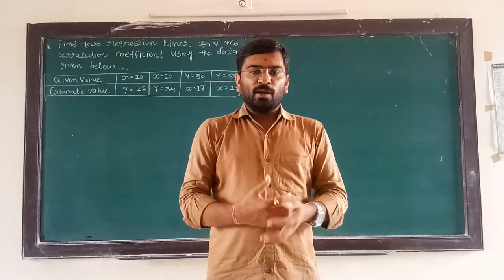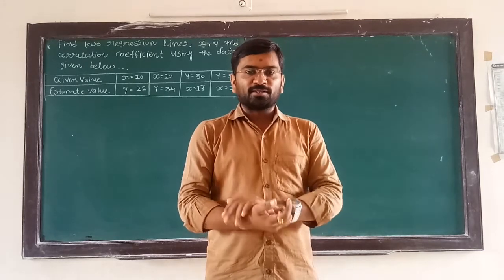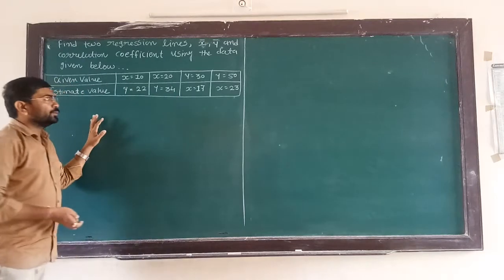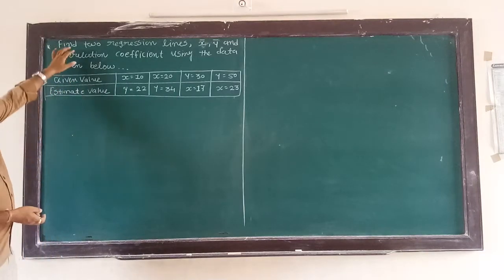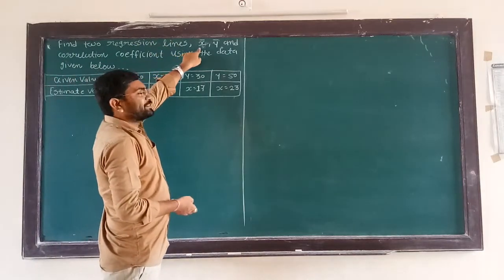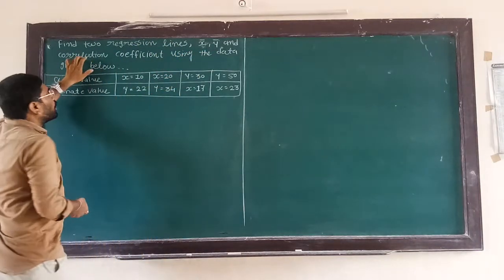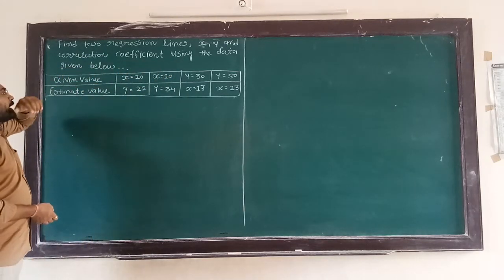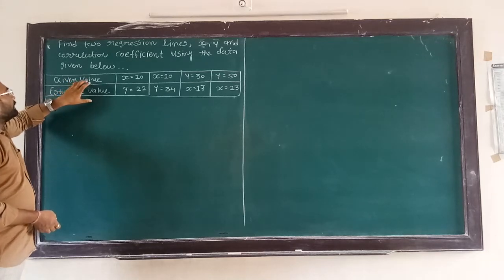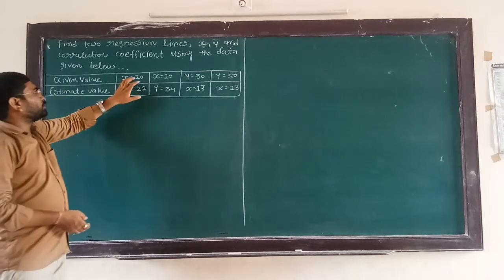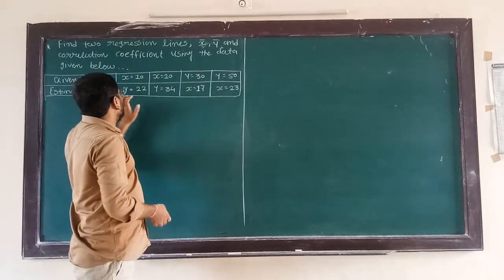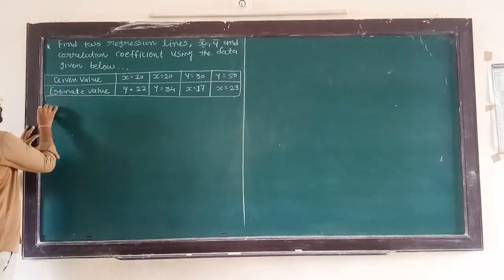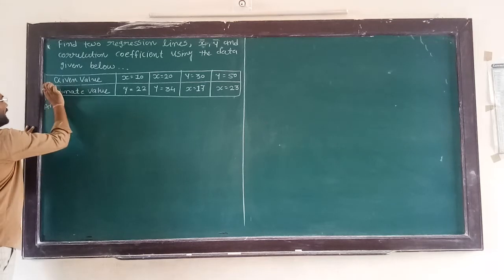Today we are going to learn the last method of this chapter: estimated value, then find given value. See the students, here find the two regression lines, x bar, y bar and correlation coefficient using the data given below. Here two types of data are given: given value and estimated value. Two values of x and two values of y, and two values of y and two values of x are given. Now we calculate the two regression lines.